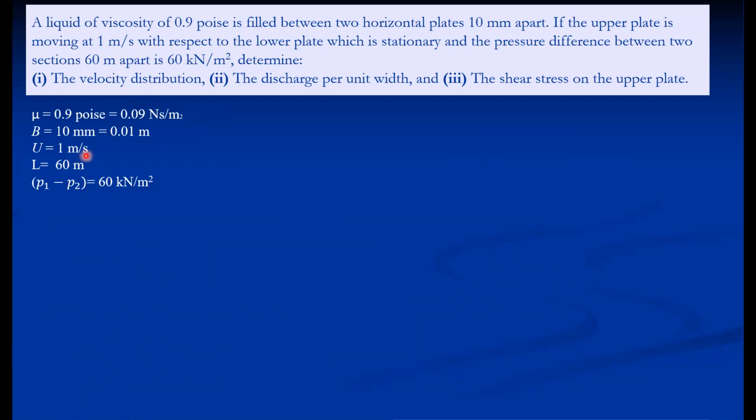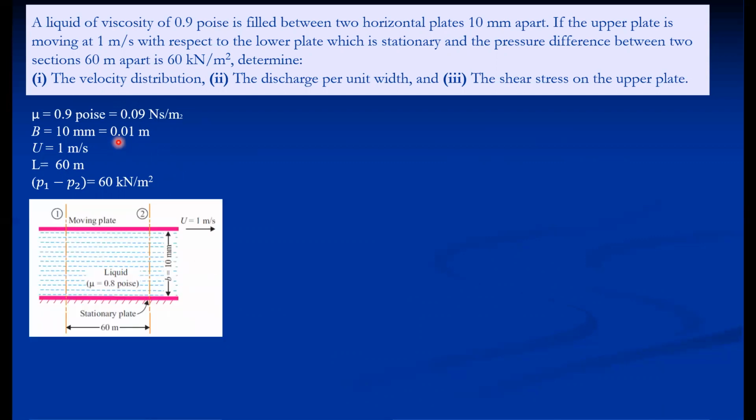The upper plate is moving with 1 meter per second. So we are using the notation for plate velocity, that is capital U, with respect to the lower plate. The pressure difference between the two sections is asked. The length is given: two sections are 60 meter apart. The pressure difference P1 minus P2 is 60 kilonewton per meter. Velocity distribution is asked, which means we have to develop the velocity distribution equation in terms of y.